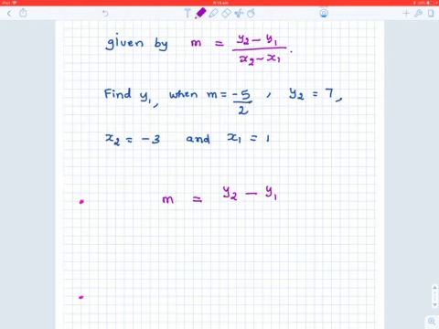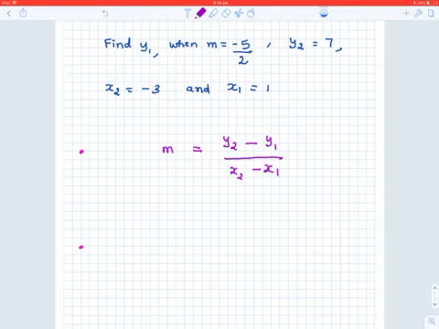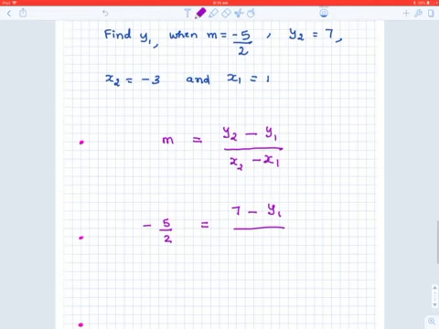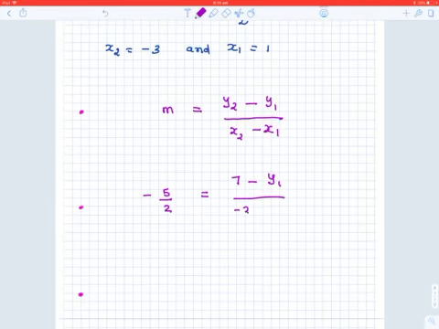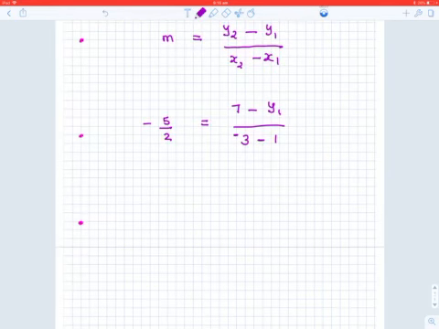So now, the first thing is write the formula. So m equal to y2 take away y1 divided by x2 take away x1. That's the first step. The second step is substitute. Now we know m, which is minus 5 by 2, equal to, we know y2, which is 7, we don't know y1, so we write y1, divided by x2, which is minus 3, and x1 is 1. When you look at it, this minus is the negative number, this is take away.